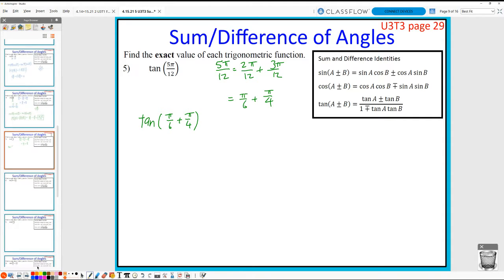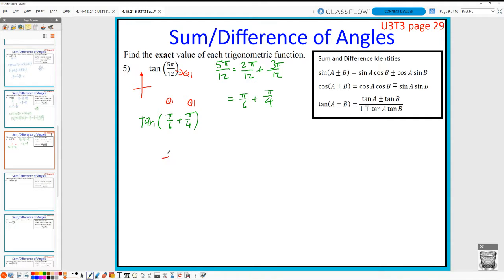One more thing I'm going to do is make sure I know which quadrant I'm working with for each of these. In fact, 5 pi over 12 is also in quadrant 1. I know that because 6 pi over 12 is half, right? That's 6 pi over 12 is here. So this is quadrant 1 because it's slightly less than that.